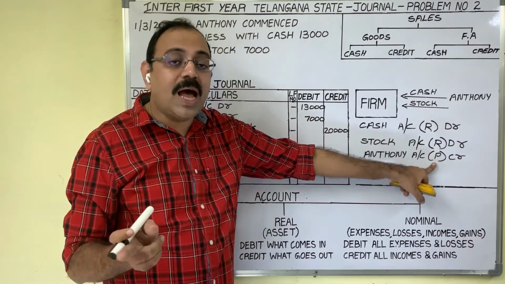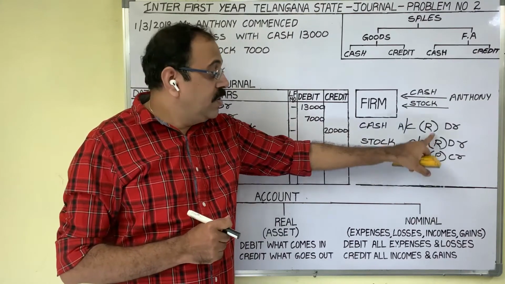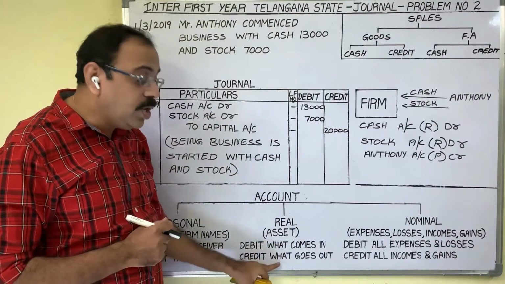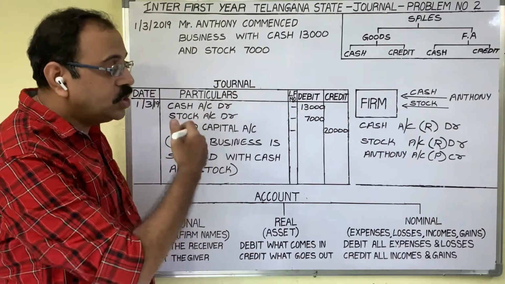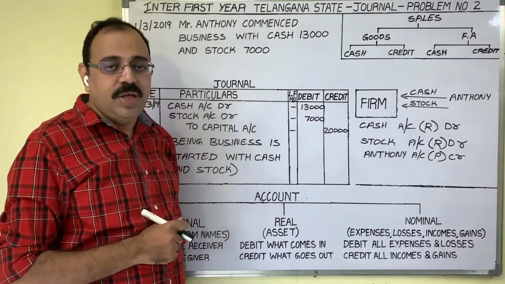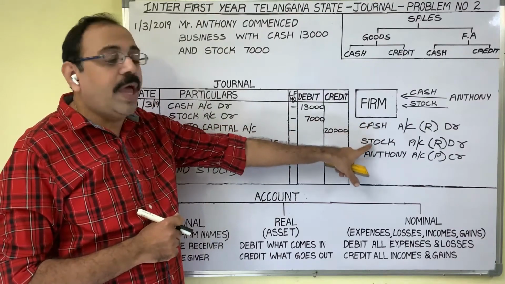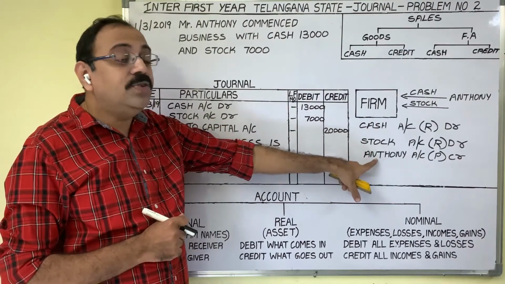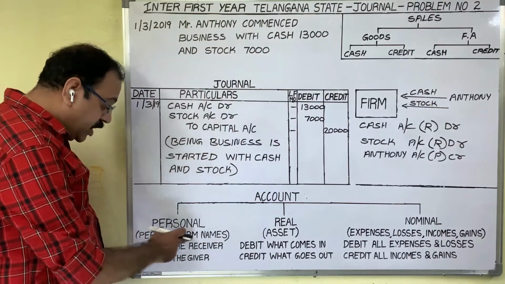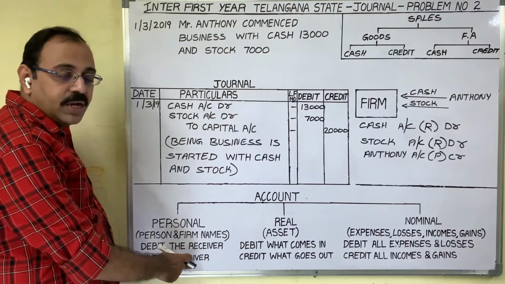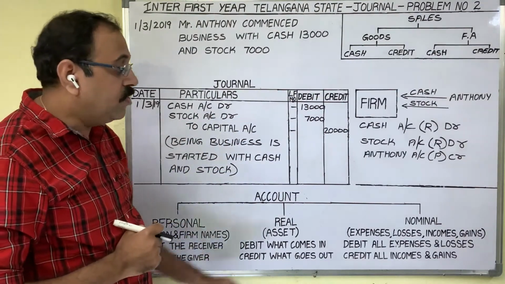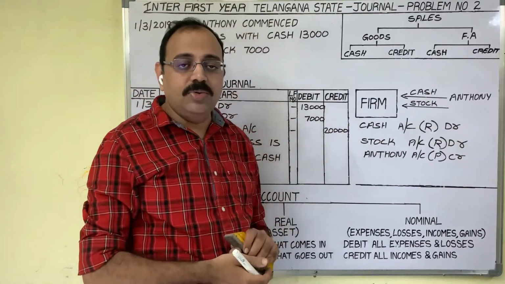The last step is to apply the double entry principles. For real accounts, the rule is debit what comes in, credit what goes out. Cash and stock are both real accounts and both are coming into the firm. Therefore, debit these 2 accounts. Next, Anthony account is a personal account. Personal account rule: debit the receiver, credit the giver. Anthony is giving cash and stock. He is a giver. Therefore, credit Anthony's account.